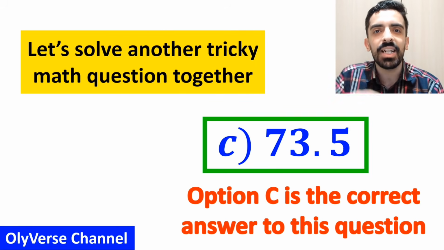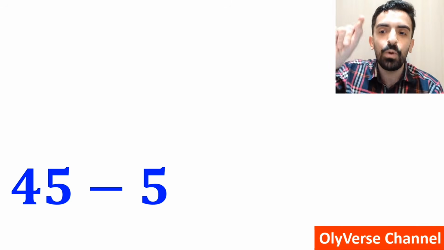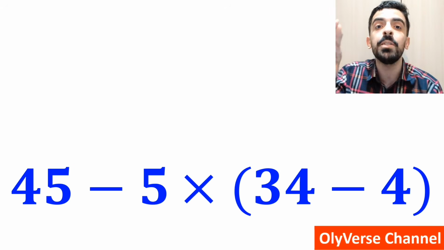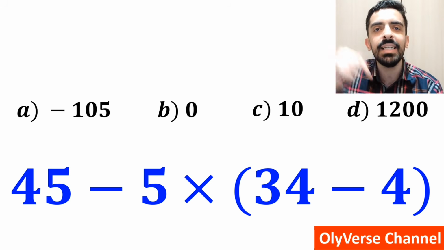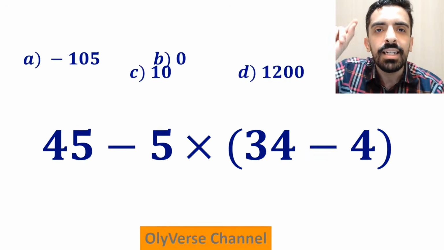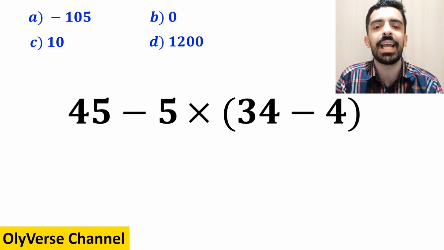Alright, now let's solve another tricky math question together. What is the value of the expression 45 minus 5 times open parenthesis 34 minus 4 close parenthesis? Which option do you think is the correct answer to this question? Let's dive in and break it down step by step together.